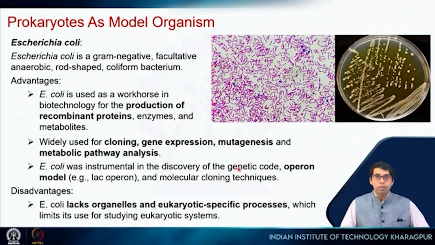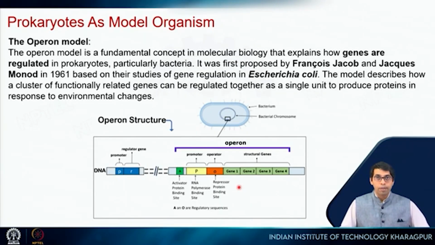It is instrumental in the discovery of the genetic code. So we have looked at genetic code, we have looked at which codon codes for which amino acid. So those discoveries were made in E. coli. Another important discovery that was made was the operon model. So the lac repressor model that was also discovered in E. coli. Disadvantage, of course, it lacks organelles and eukaryotic specific processes. So it can serve as a model system for basic research or research that are suitable for prokaryotes, but not for eukaryotic systems.